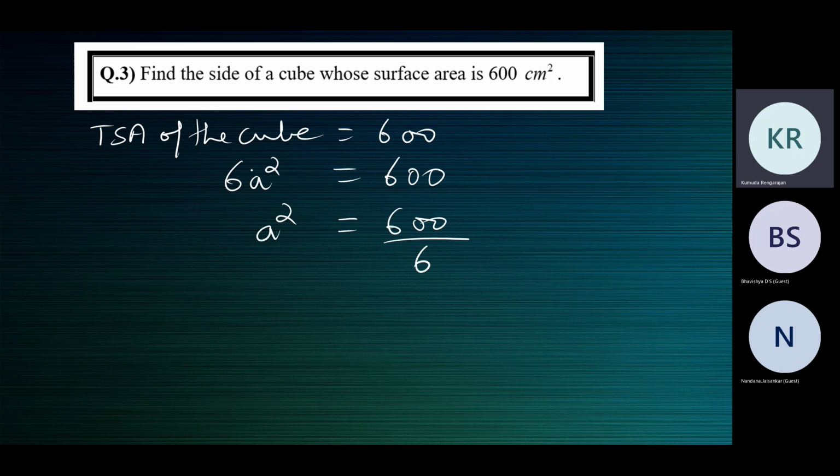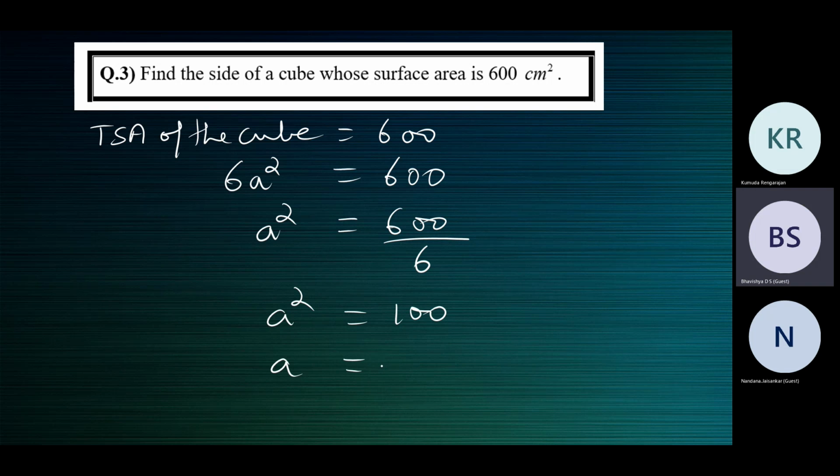Because 6 into a square, 6 and a square are in multiplication, so to the other side it comes for division. So a square is equal to, what is 600 by 6? 100. So what is a? A is equal to 10,000?